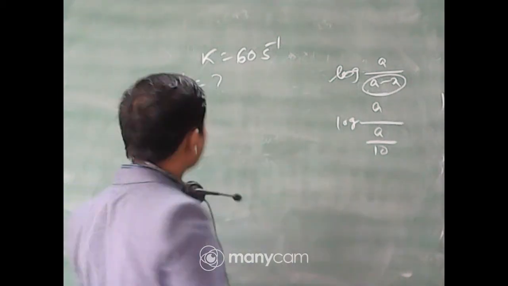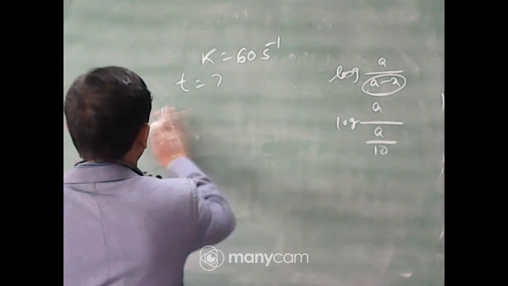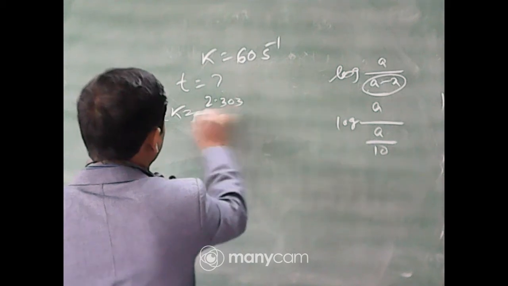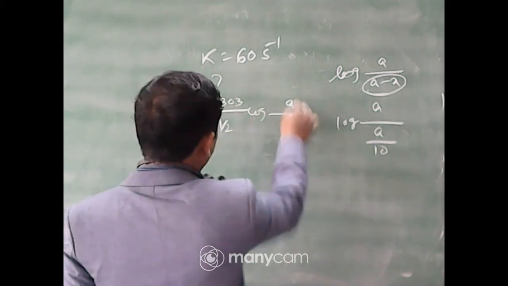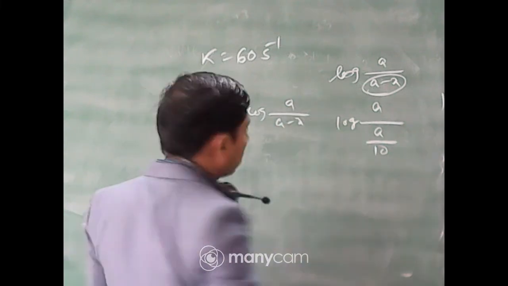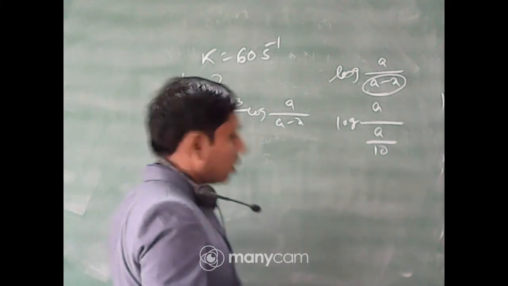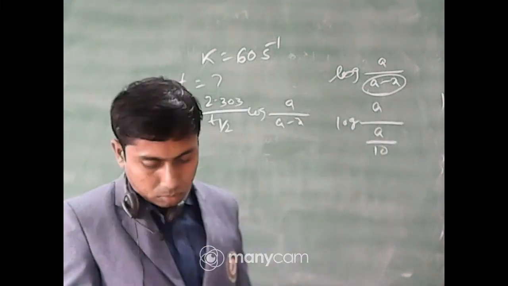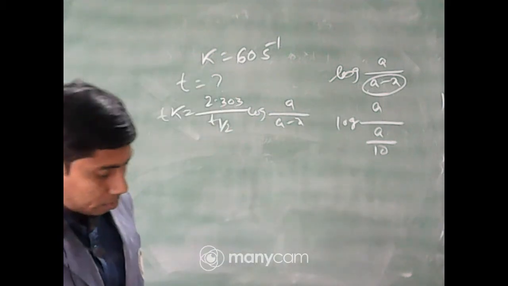You can do it. So k is given and k equal to 2.303 by t half log of a by a minus x. Now putting in this formula, you can do it. Calculate and tell me the answer of the problem. Very simple.